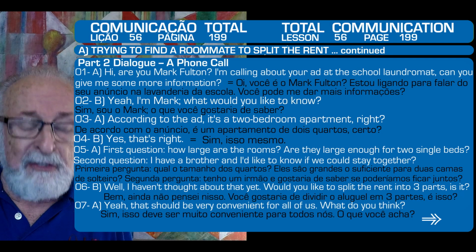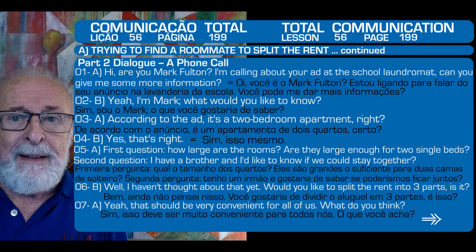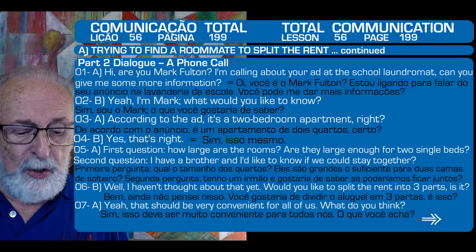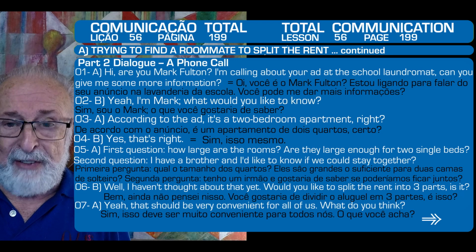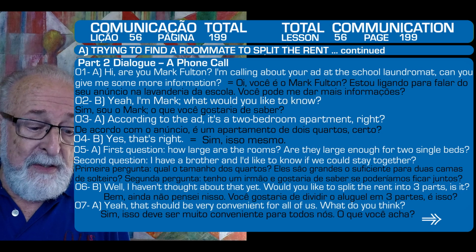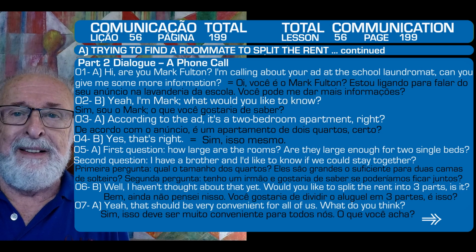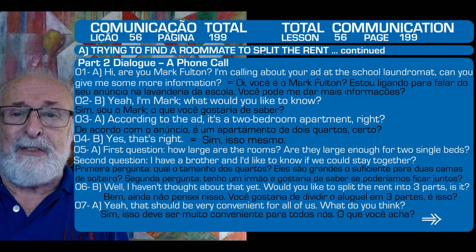That should be very convenient for all of us. What do you think? Sim, isso deve ser muito conveniente para todos nós. O que você acha?